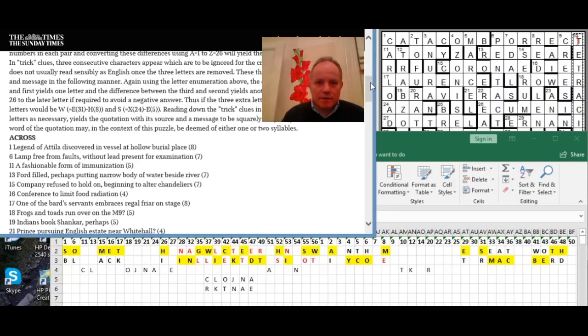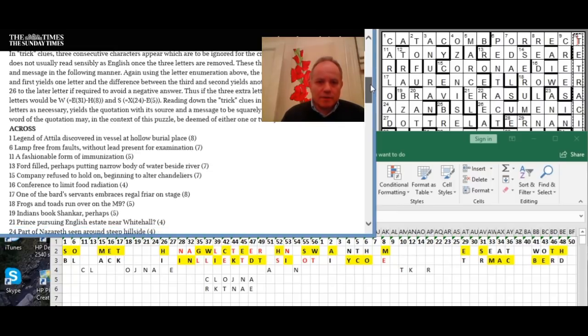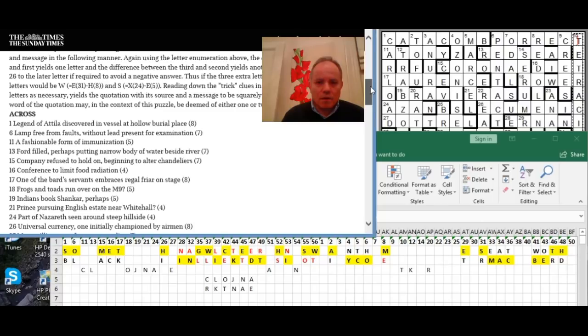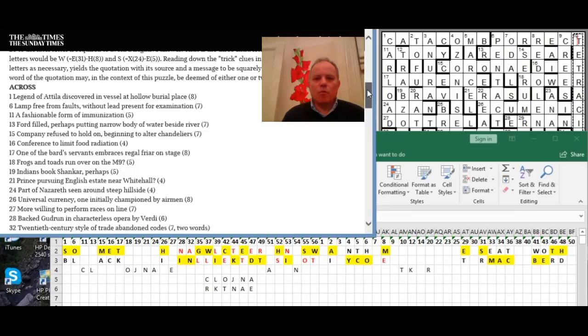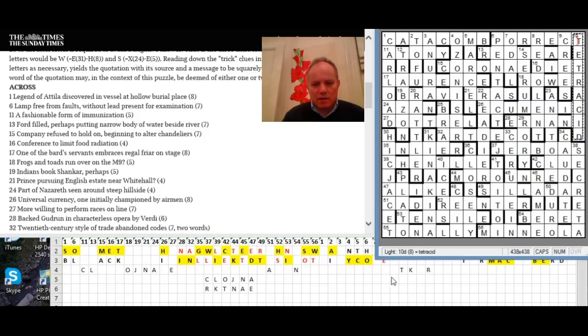In trick clues, these letters yield a quotation and message. And the message is to be squarely obeyed by solvers. And that message is black in all letters not in the treat word. The second word of the quotation may, in the context of the puzzle, be deemed of either one or two syllables. So it could be wicked, or it could be wicked. So something wicked this way comes.